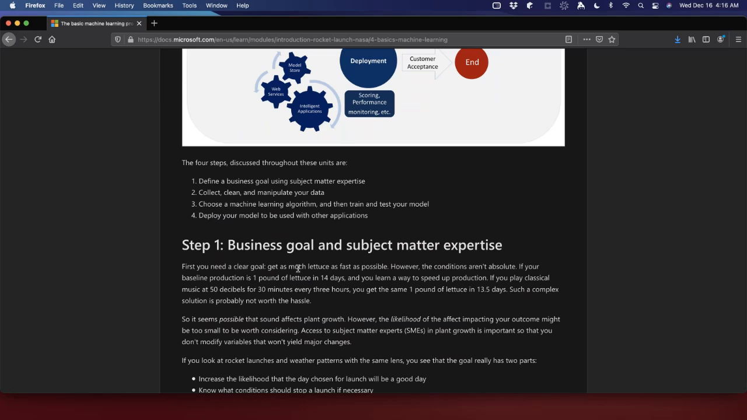So the basic 4 steps that we have here are: start with a business goal, and that will be driven by an understanding of whatever specific domain you're talking about. We're talking about rocket launches today, but that could be new promotions for customers and what would they respond to, or other impacts, in terms of people's appreciation for a product line.